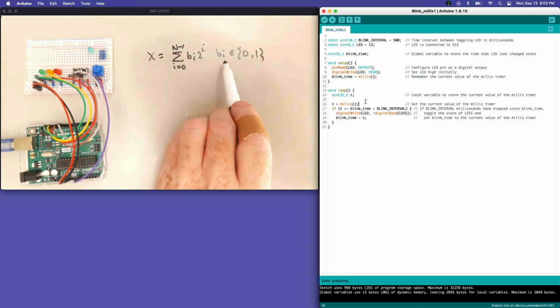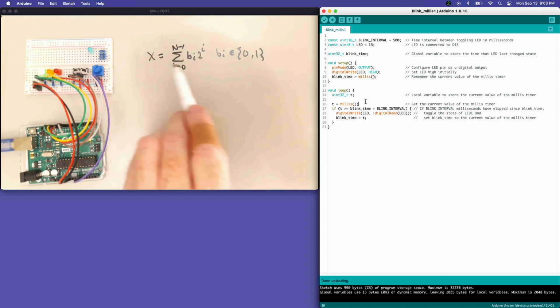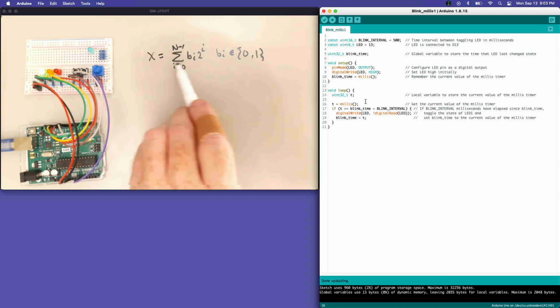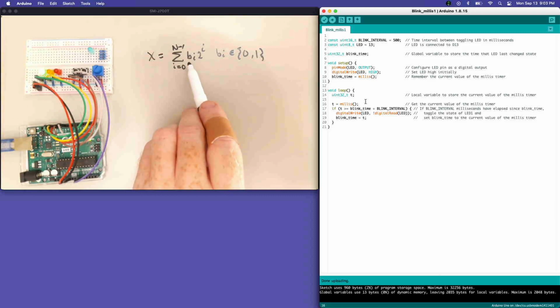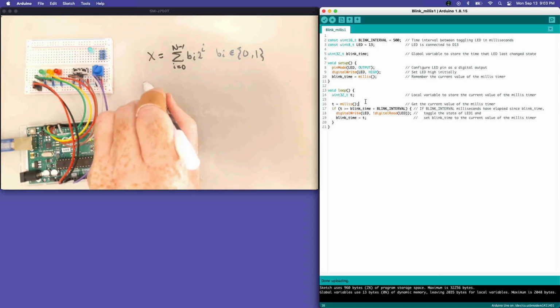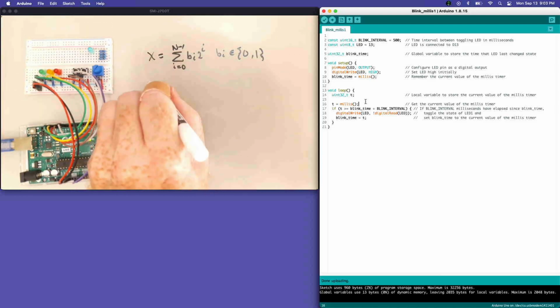So these are the bits in the binary expansion of the number x, and they're weighted by a power of 2, and x is represented by the summation of those things. Okay, so now let's consider the complement, the bitwise complement of x.